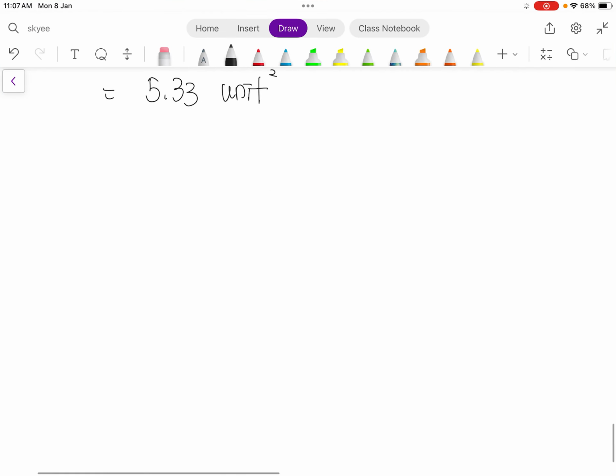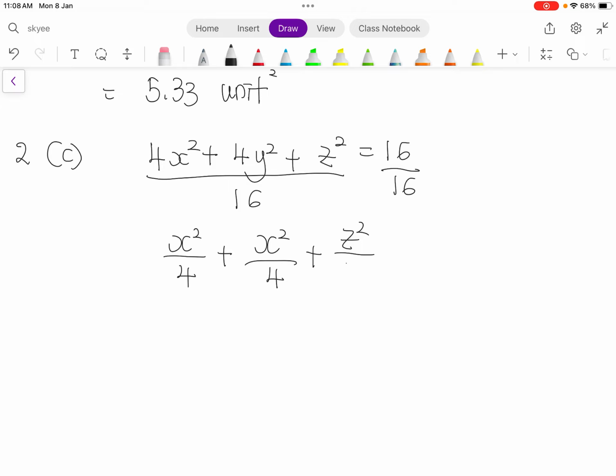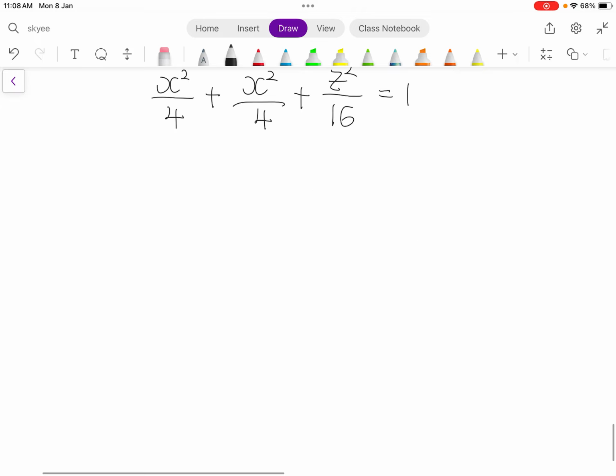Okay, so we go to the sketching. This is question 2C. How to sketch the ellipsoid? First of all, let us write down the equation. This is the ellipsoid. If you want to know the intersection points of this ellipsoid, you have to look at the right side. Make sure the right side is 1. To make the right side 1, you have to divide by 16. So it will become x squared over 4 plus y squared over 4 plus z squared over 16 equals 1. Now you can start your drawing.